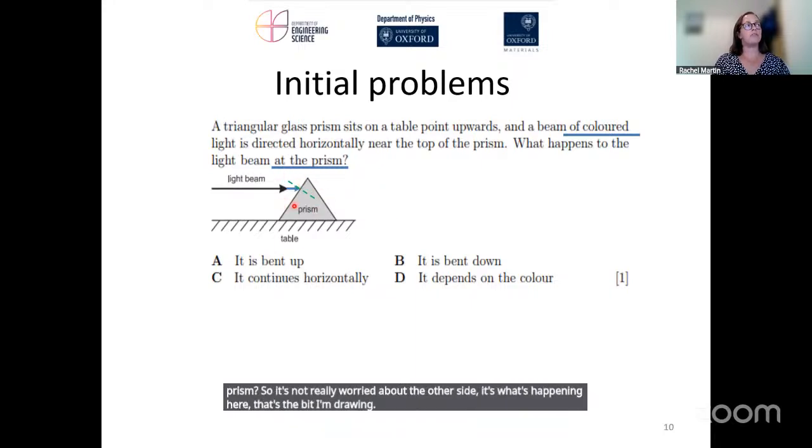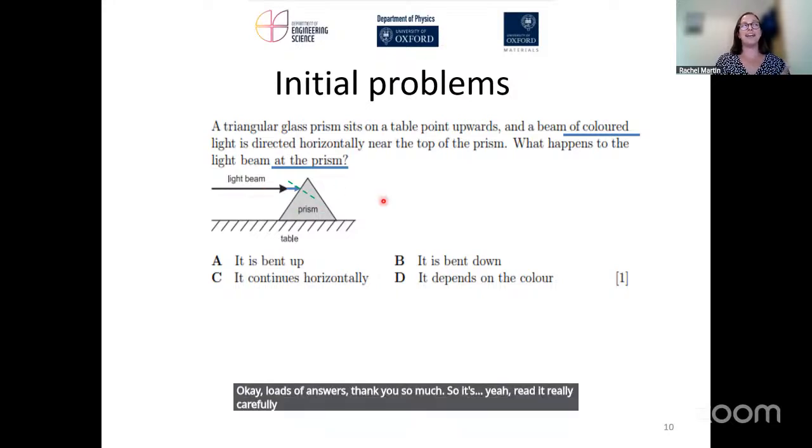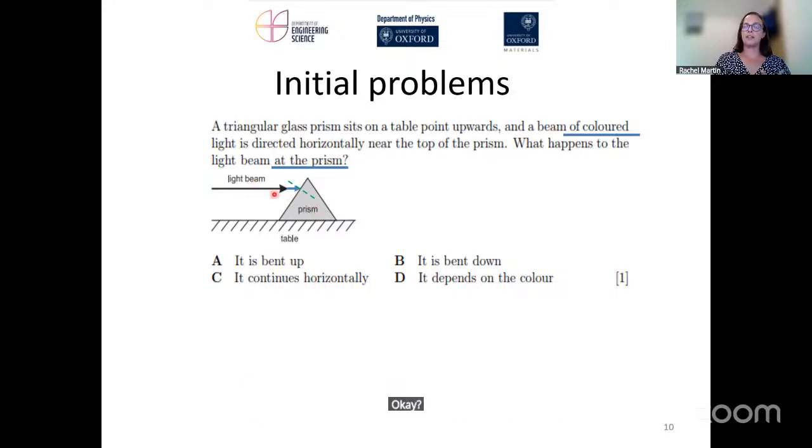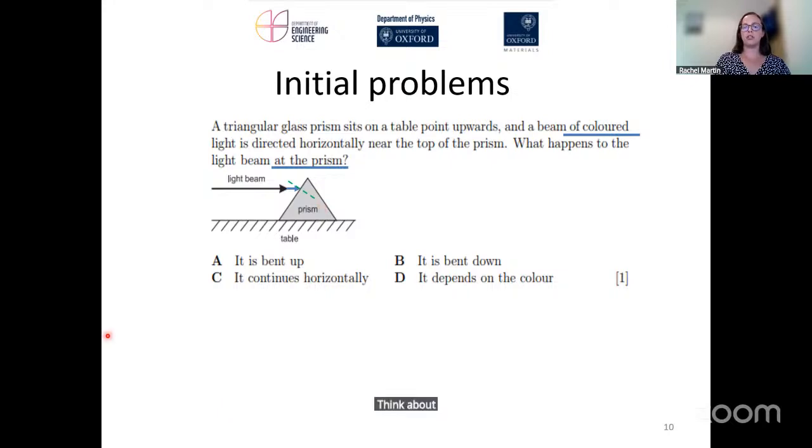Okay, loads of answers. Thank you so much. So it's, yeah, read it really carefully. A few realizations in the chat there. It's not about what's happening back in the air again. It's what's happening at the prism. Okay, then think, does that light speed up or slow down? That's the effect of refraction. Does it bend towards or away from the normal? Think about your physics knowledge of refraction.